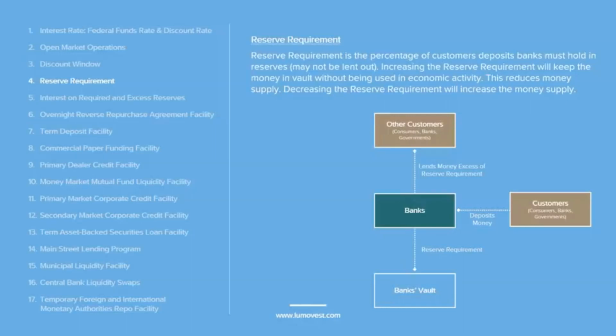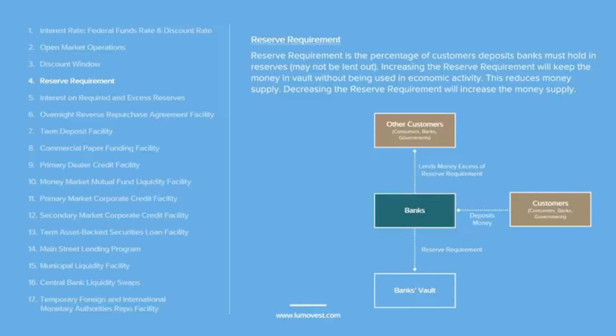By increasing the reserve requirement percentage, banks will have less money to lend to their customers. So you can have a perfect credit score, but you won't be able to borrow debt because the banks might not have money to lend you. On the contrary, by decreasing the reserve requirement percentage, banks will have more money to lend, which increases money supply.